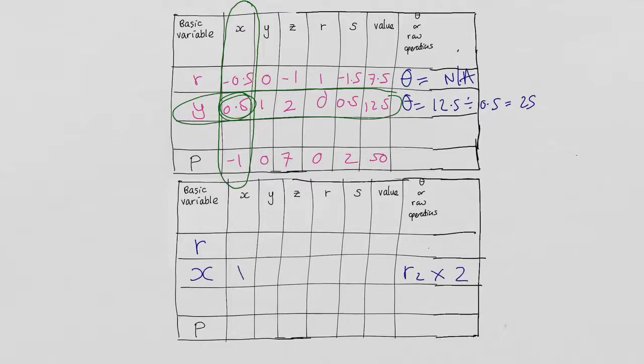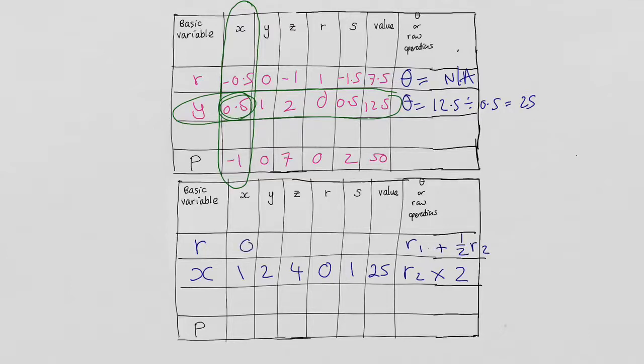So I get 1, 2, 4, 0, 1, 25. I'm now going to use this row to make these go to 0. I want to eliminate X here and here, and I'm going to use row 2 to do it. So I've got -1/2 here. To make that go to 0, I'm going to have to add on 1/2 of 1. So row 1 plus 1/2 of row 2.